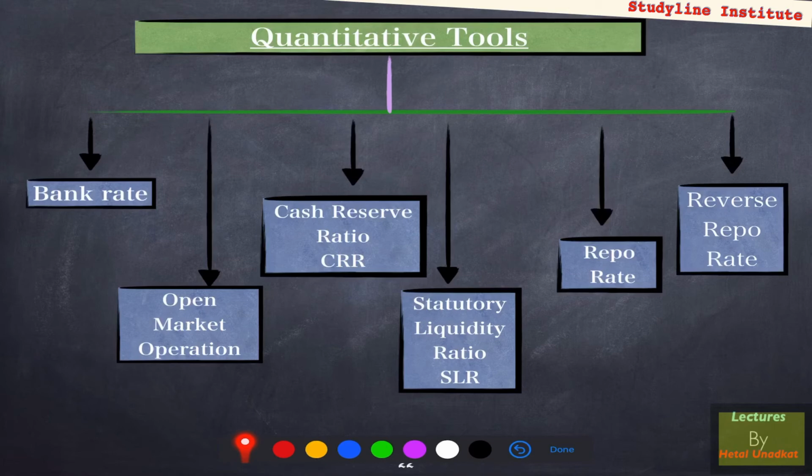Third one is the cash reserve ratio, CRR. So if we have a question, what is a CRR? CRR is a certain part of time and demand deposits held by the commercial bank. For example, I will explain you by example. We have a bank, right? So our bank name is ABC Bank. Now every bank has to deposit certain money to the RBI.